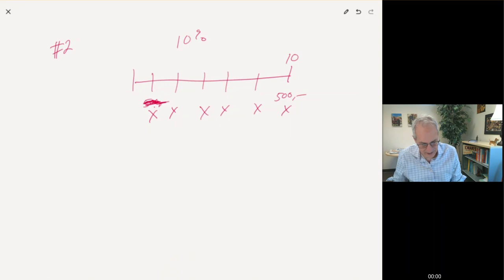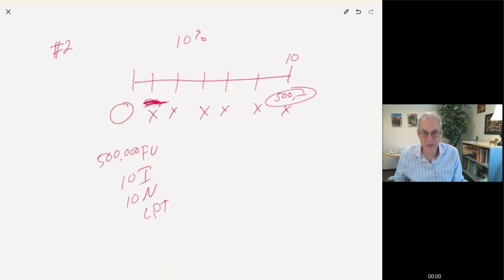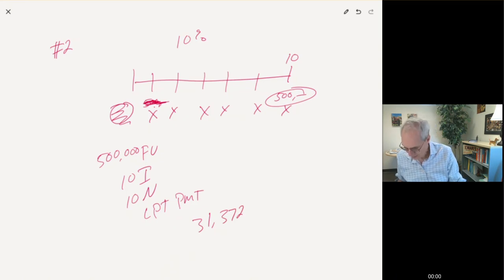So now we just plug in the numbers. Where is the 500,000? That is in the future. So you'd hit 500,000, future value, 10 I/Y, 10 N. Compute, what are we trying to calculate? Present value would be right here if we were just trying to compute one lump sum, but we're not. We are trying to compute the payments. Compute the payments, and you'll get a number of 31,373. Okay, number 3, question number 3.